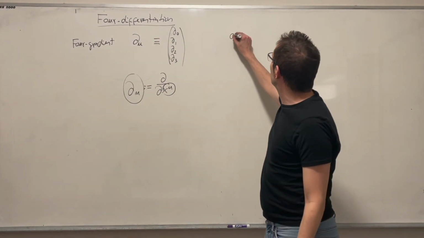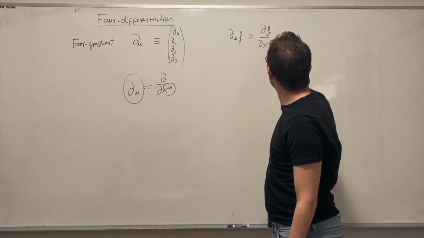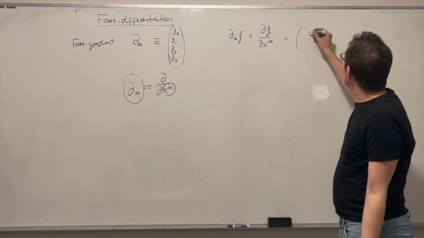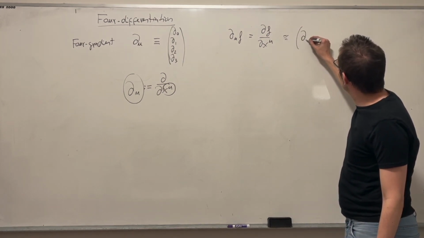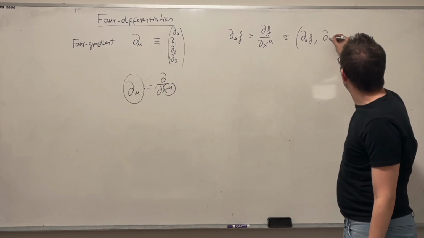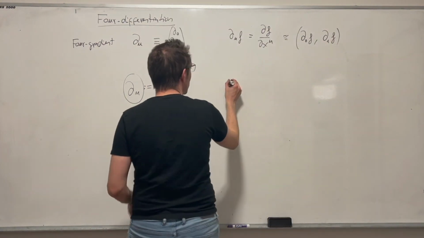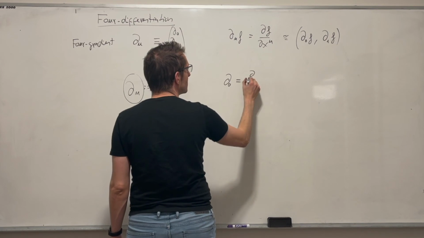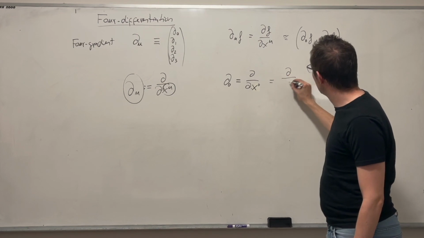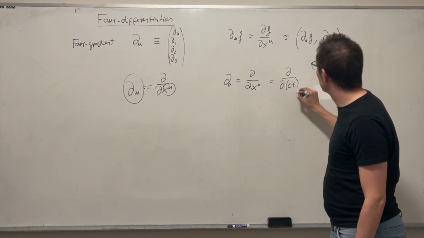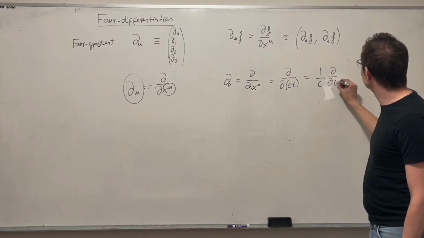If I apply this gradient to a function, this is the same, of course, as partial f over partial x mu. And this would be a vector made out of the partial with respect to x0 of f, and then the partial with respect to the spatial ones of f. Now remember that partial 0 is partial with respect to x0. So if you want, this thing is partial with respect to ct. So this is the same as 1 over c, partial with respect to t.